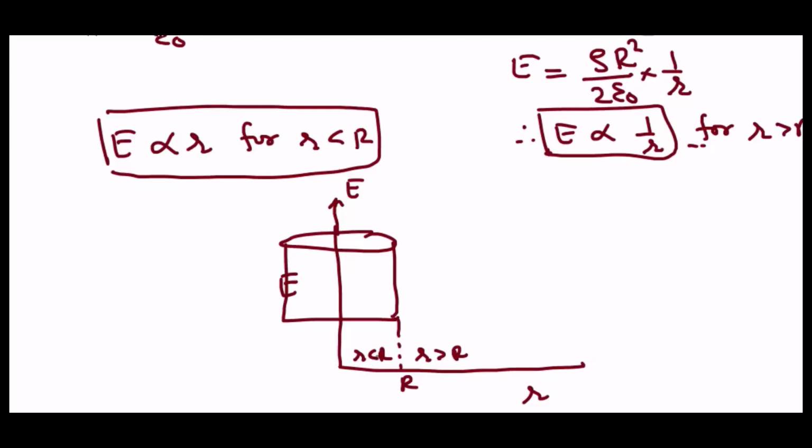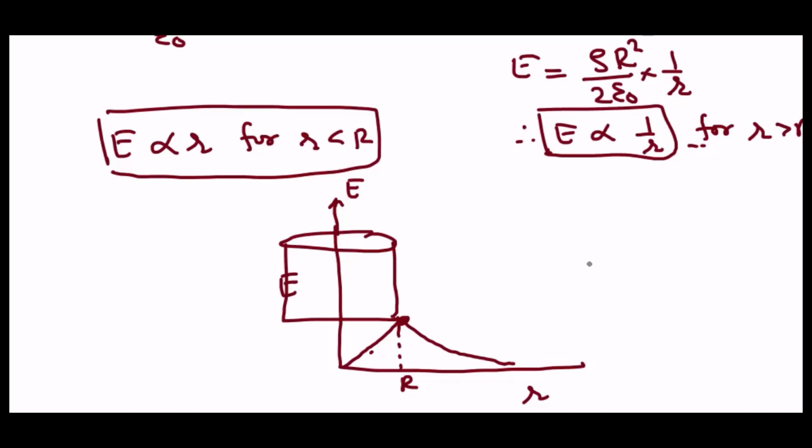So when r is less than R, E is proportional to r, so we'll get a straight line going up. Let me take this off for the time being so that I can show the graph line. And when r is greater than R, E is inversely proportional to r, so you'll get a curve going down like this. And again, we can see that E is maximum at R, and it decreases as we go towards the center of the cylinder, and it again decreases as we go further away from the cylinder. So this is how the value of E changes as we go towards the cylinder or away from the cylinder.